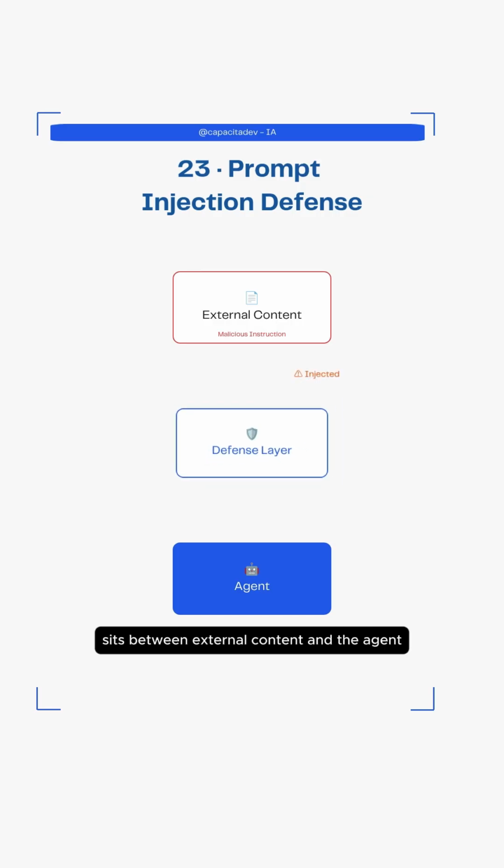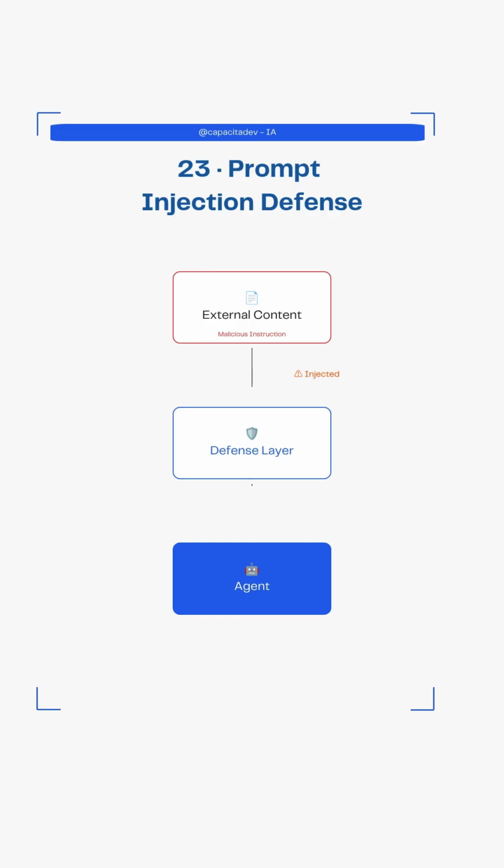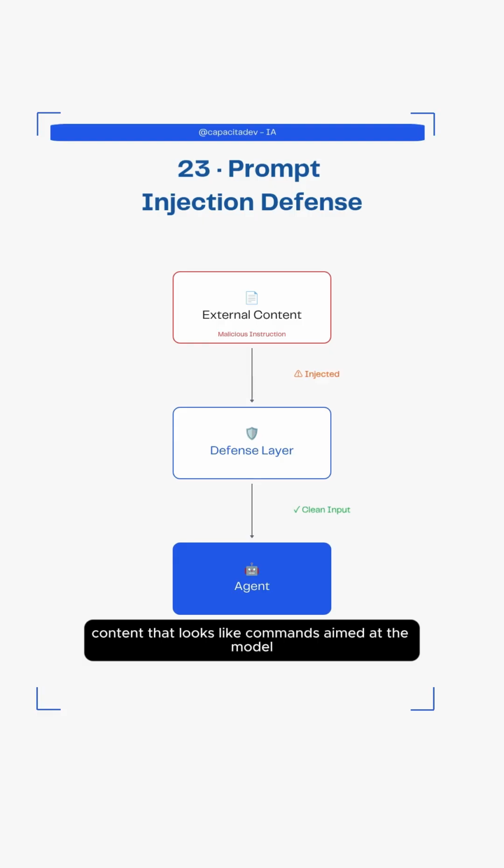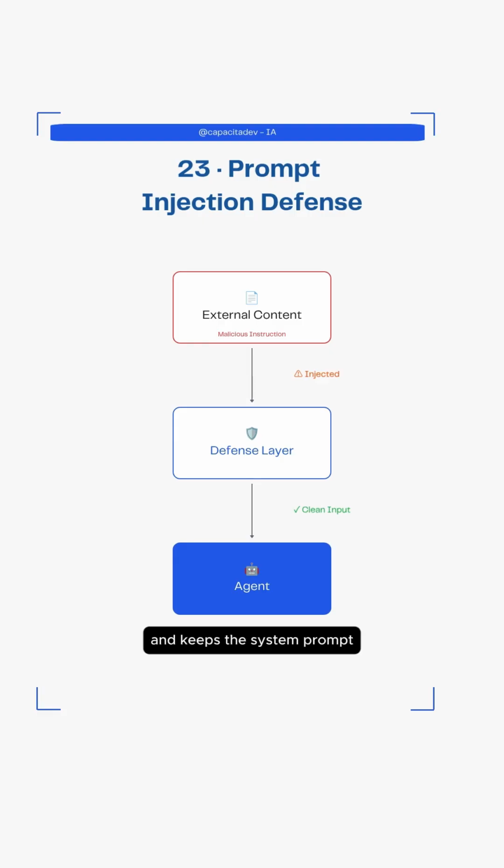The defense layer sits between external content and the agent. It sanitizes inputs, flags content that looks like commands aimed at the model, and keeps the system prompt completely separated from user-provided data. This is not optional in production. It's one of the most critical security layers in any agentic system.